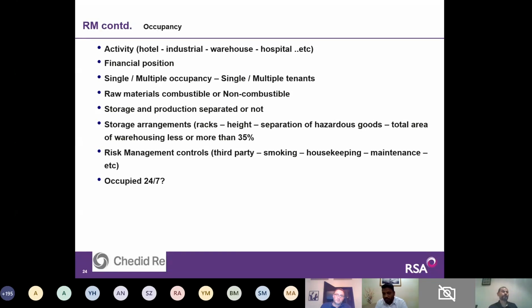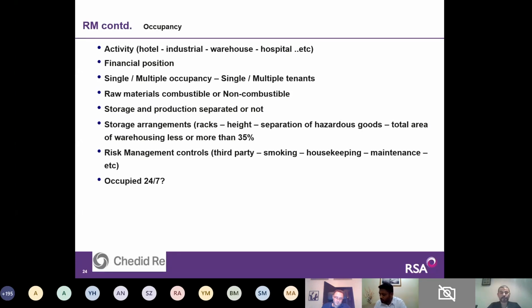Do we have one land that belongs to the same owner? Here he produces carpets, and just next to it, without any separation, he produces something more hazardous than carpets, paper, to wrap the carpets. Is it a single occupancy? Is it a multi-occupancy? It makes a difference.